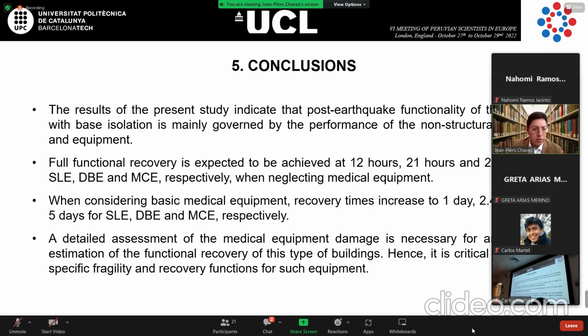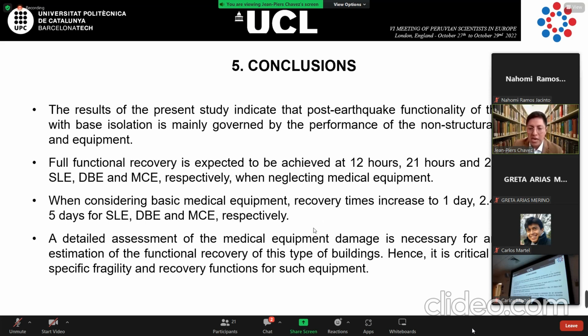So what is the conclusion? The principal conclusion for this presentation is that when considering the medical equipment, recovery time increased to 1 day, 2.4 days, and 5 days for the three seismic hazards. But a detailed assessment of the medical equipment damage is necessary for an accurate estimation of the functional recovery.